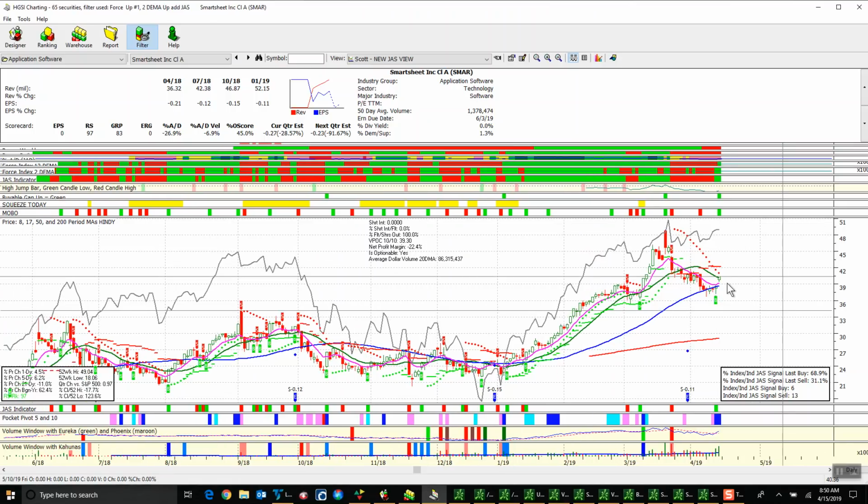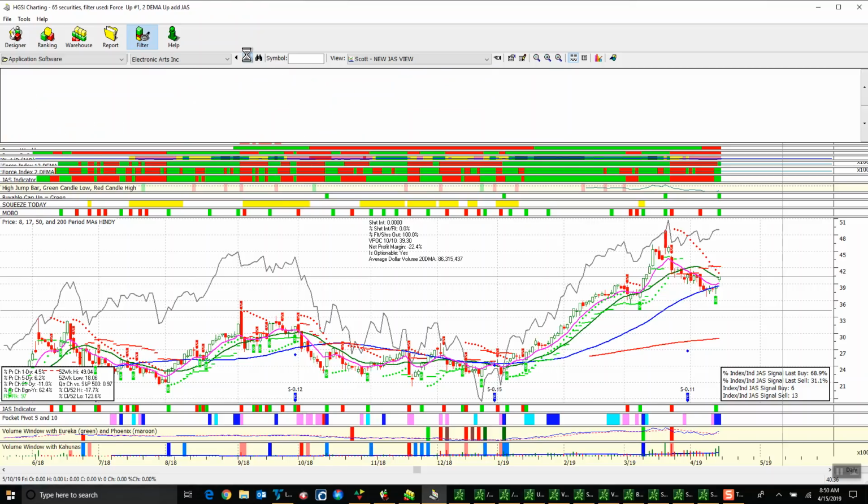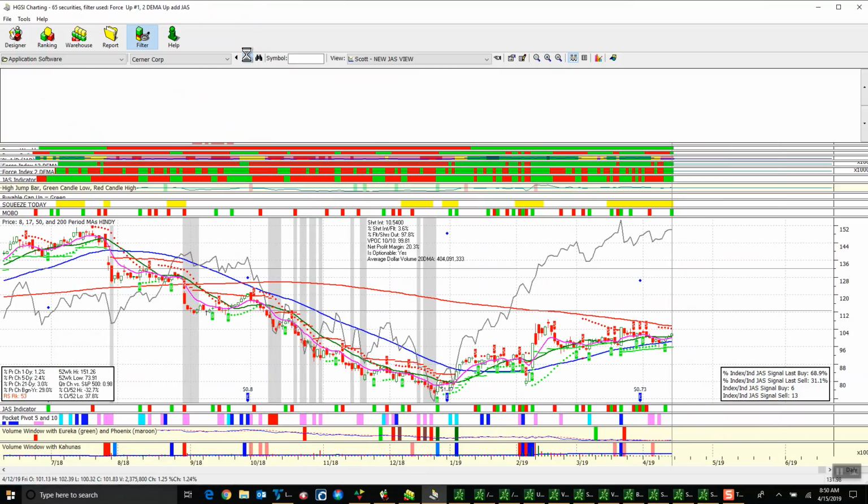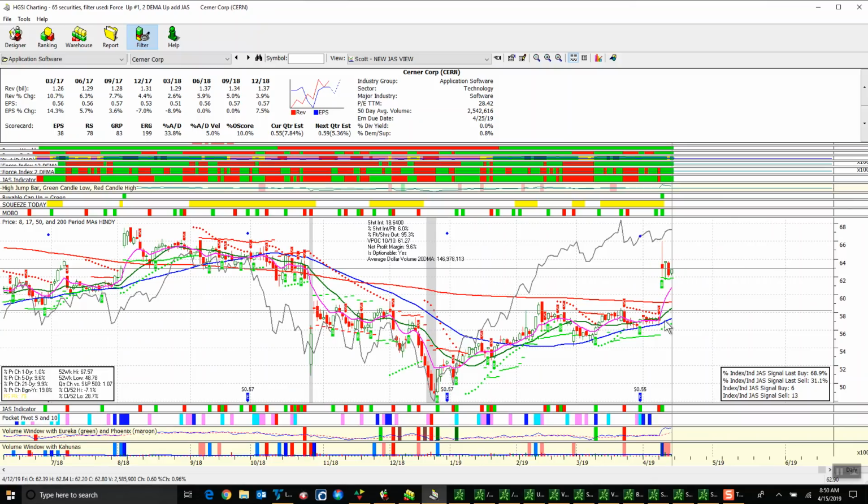What's not to like, except it doesn't make any money? I think it's an IPO. Electronic Arts, no thank you. Cerner, stodgy old healthcare technology company. Viable gap up here, it's gone sideways. Probably too old school for me.